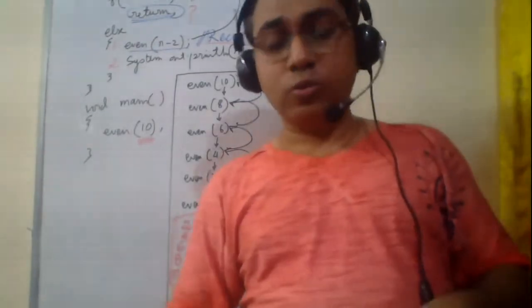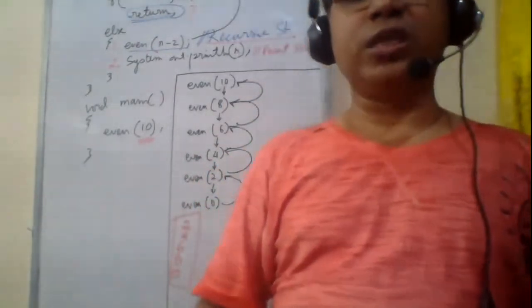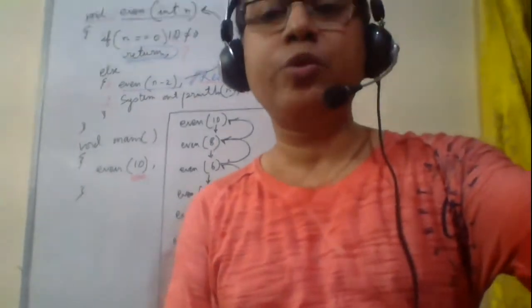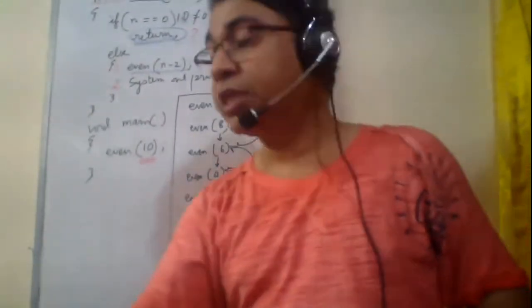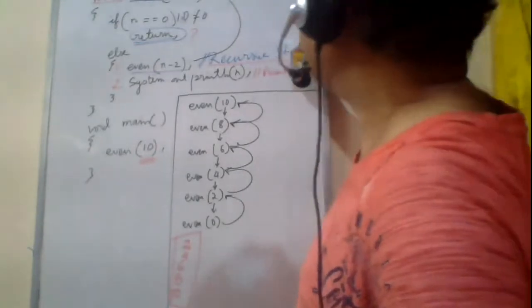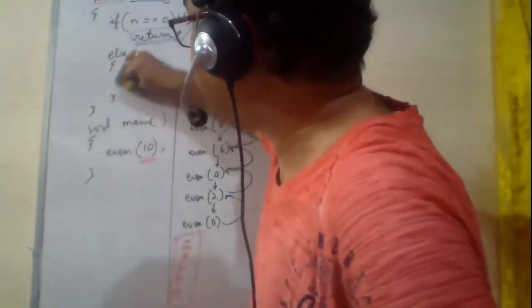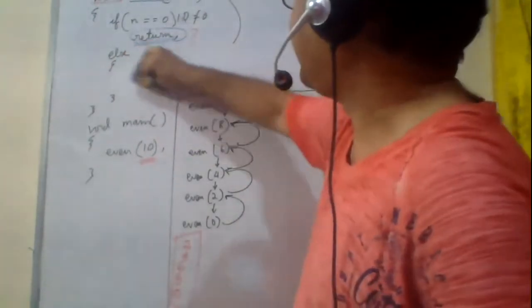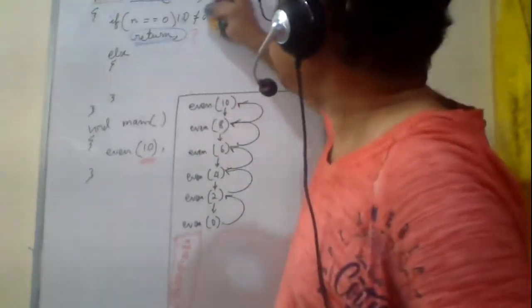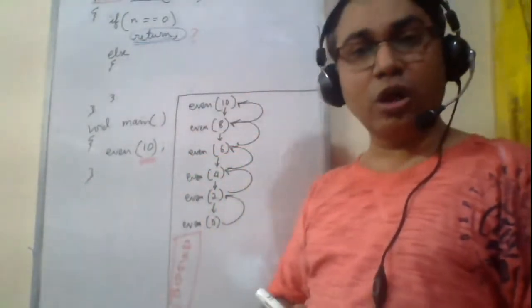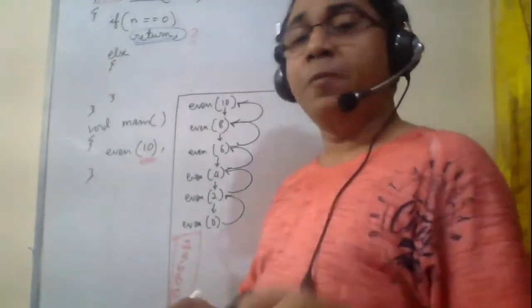Clear? Now I'm showing one change in the function and see what happened. The change is nothing special, but these two statements I am just interchanging. That means earlier our first statement is the recursive function call. Second statement is the print statement. Now my first statement is the print statement.